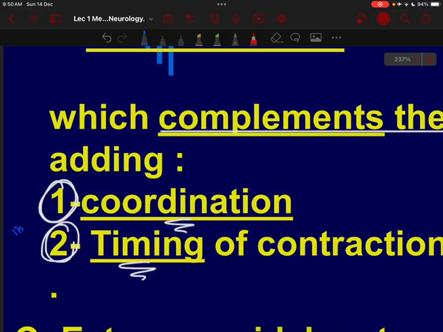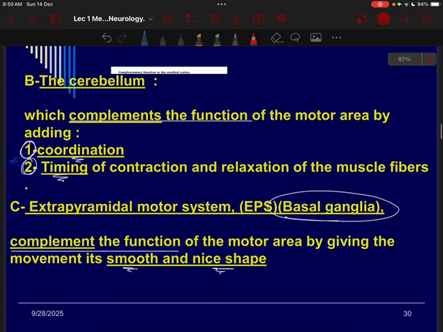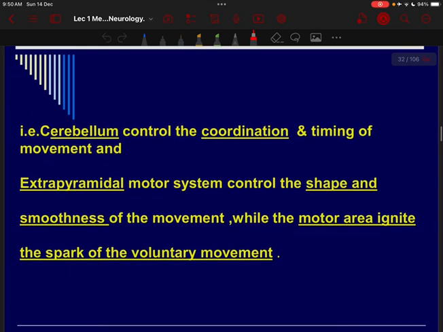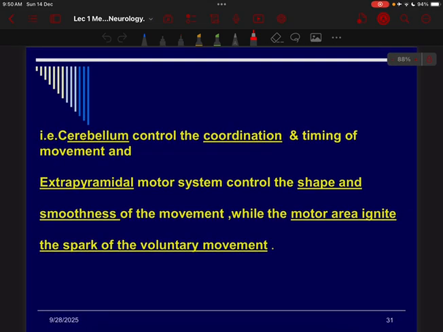And the second system is the extrapyramidal system, the basal ganglia. The basal ganglia also have a complementary function and give the movement a smooth and nice shape. So the cerebellum coordinates the movement, the extrapyramidal system gives it the proper shape, and the motor area is where the initial spark of the voluntary movement occurs.